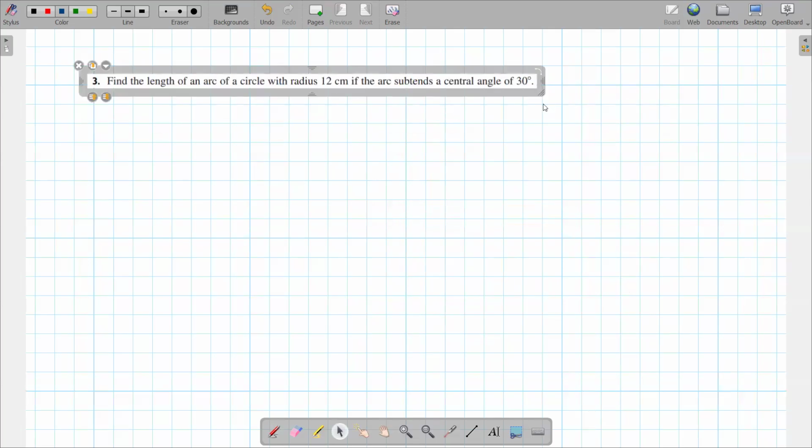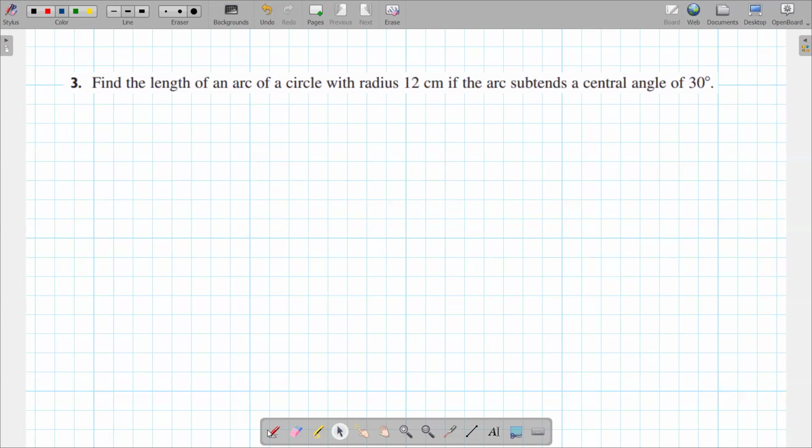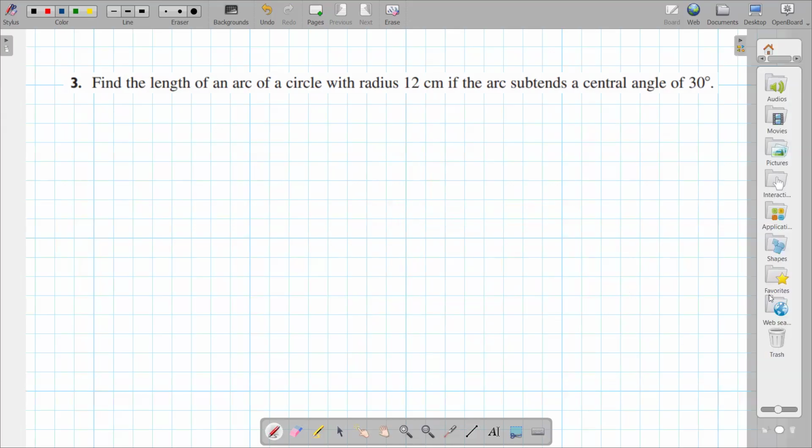Find the length of an arc. So this is an arc length question. So we have a circle. I don't like this software. It doesn't give me an option for a circle. I have to go all the way down here for a circle, which is so annoying.